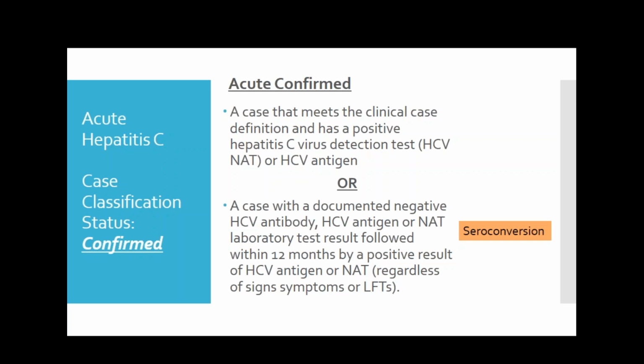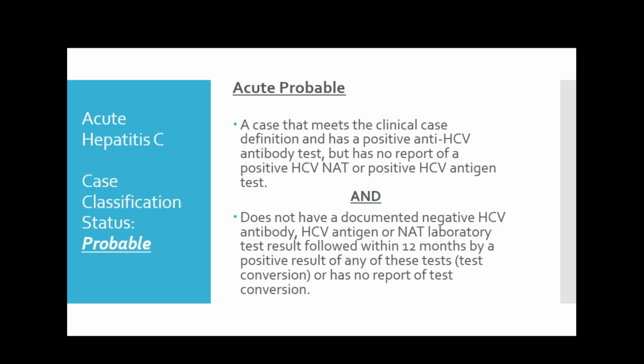So two criteria, just to reiterate: the case should have a positive NAT to be an acute confirmed, or the case would be a seroconversion case. Now for acute probable, the case is acute probable if the case meets the clinical case definition and has a positive anti-HCV test, but the case does not have a positive or detected HCV NAT or antigen, and the case does not have a seroconversion.